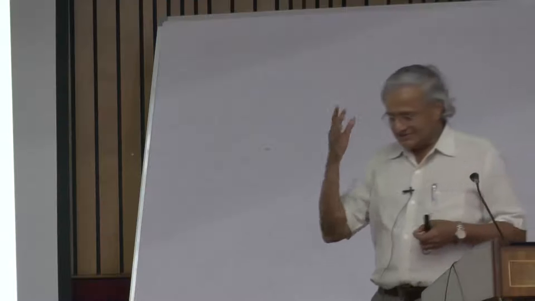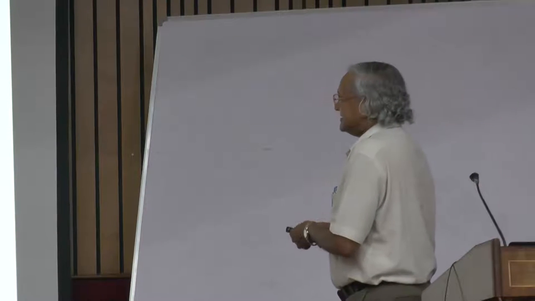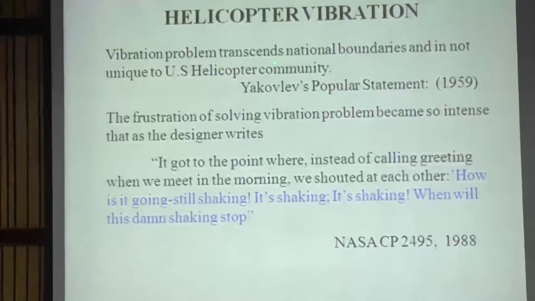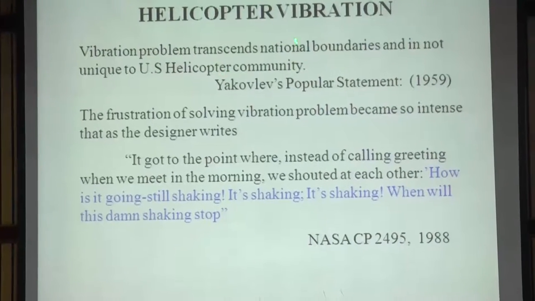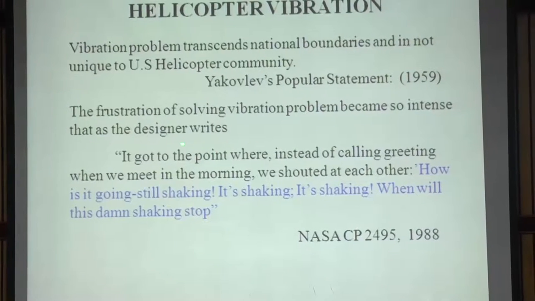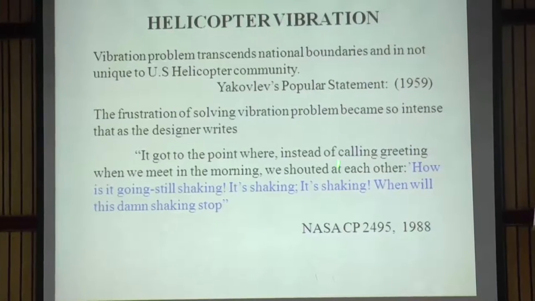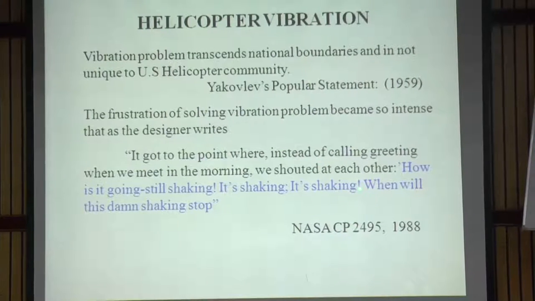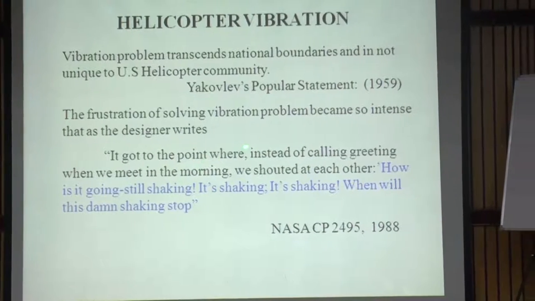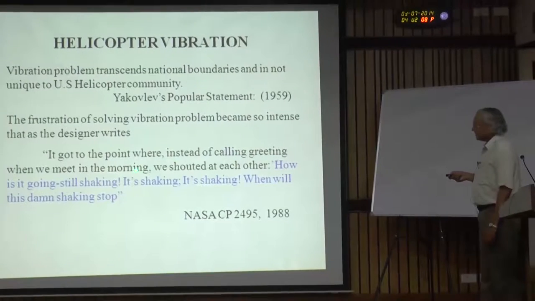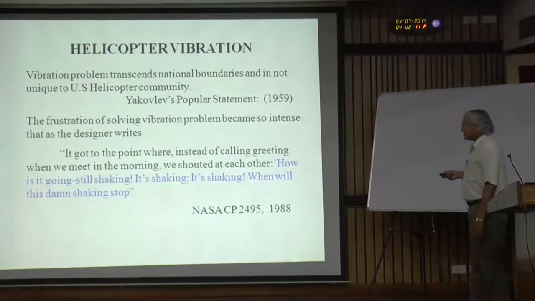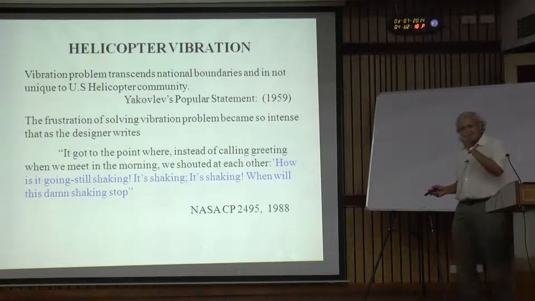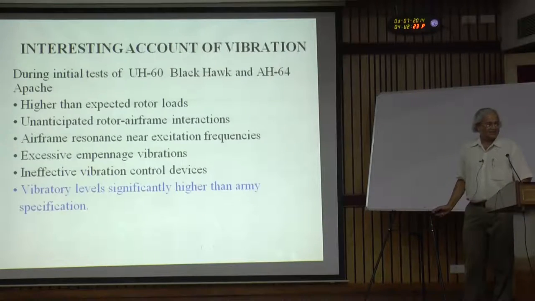So just to give you a historical perspective, this is a popular statement from 1959: vibration problem transcends national boundaries and is not unique to the US helicopter community. And this is a very interesting statement made in 1988 in one of the NASA proceedings, a book on vibration. It got to the point where, instead of greeting when we meet, we ask, how is it shaking? It is still shaking, because the vibration in helicopters is so high that it is the main characteristic of the vehicle itself. So you can call it a vibrating vehicle.